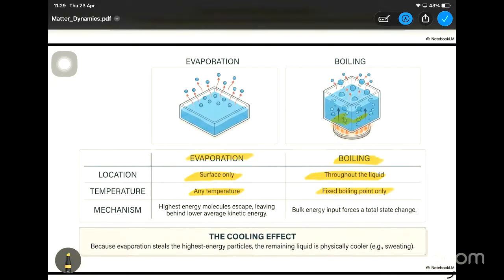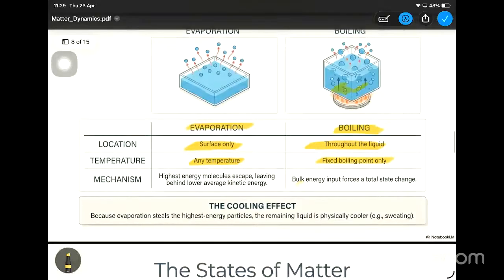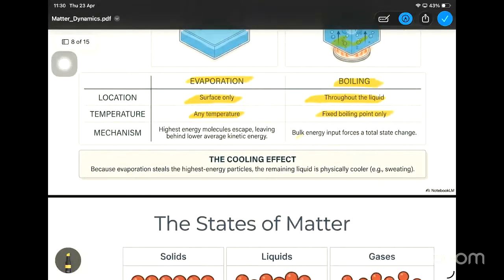As for the mechanism, in evaporation the highest energy molecules escape, leaving behind a lower average kinetic energy. In boiling, bulk energy input forces a total state change, right? The third point is not needed, but just remember it. Imagine in the exam they ask for two differences between boiling and evaporation, then you can use the first two points to build up your answer, right? Then the cooling effect: because evaporation steals the highest energy particles, the remaining liquid is physically cooler.